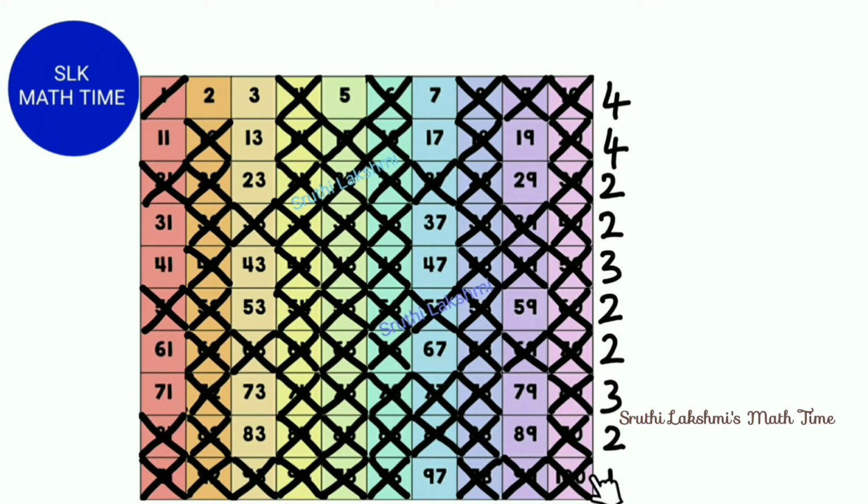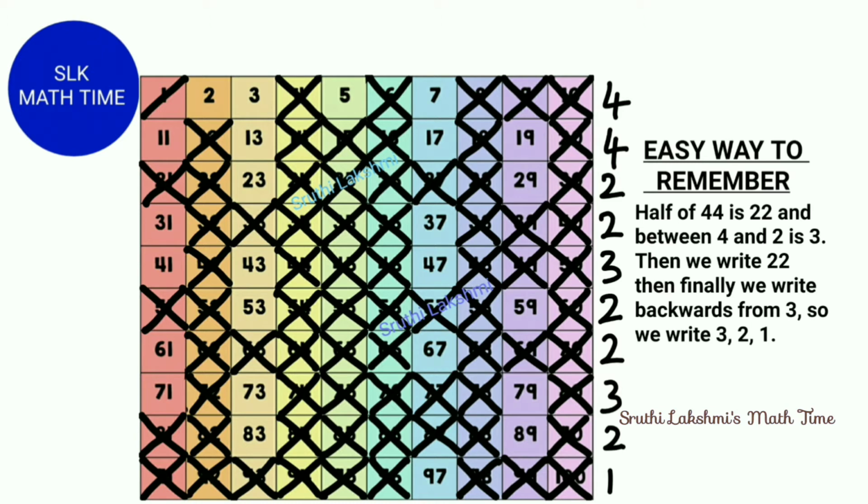So one easy way to remember how many prime numbers are between each 10 is by remembering this number. This number has 10 digits, just like a phone number. So the number is 4422322321. This is a very easy way to remember how many prime numbers are between each 10.